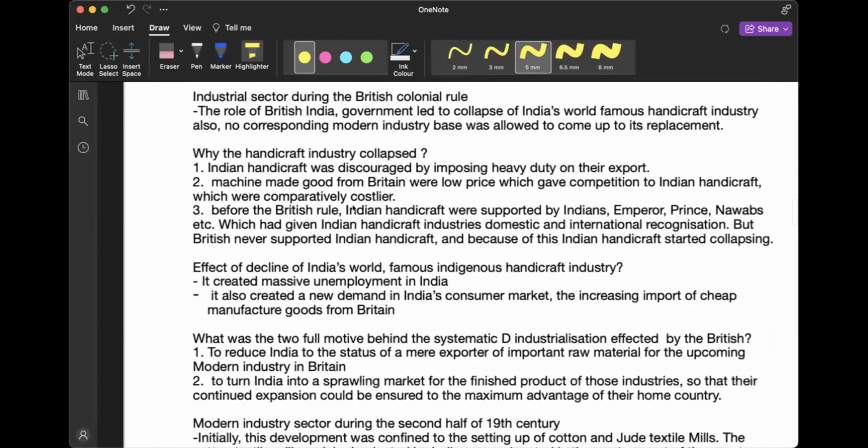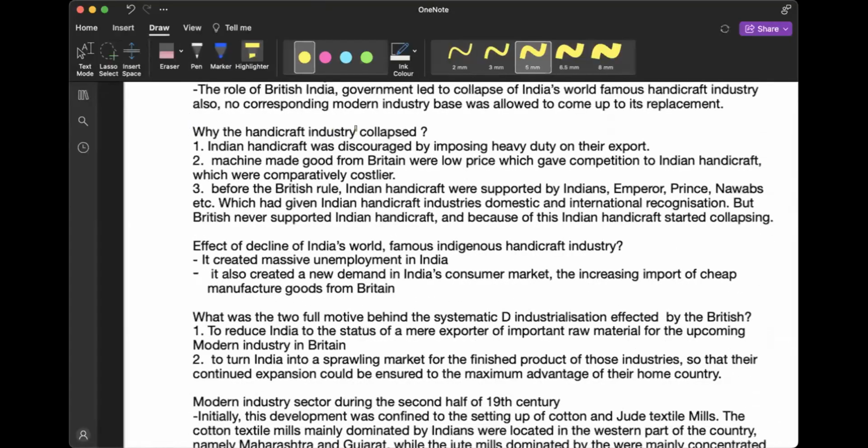Now, one more thing is why the handicraft industry collapsed. This is a very, very important question. I told you that India was very good in handicraft, but why did it collapse? Indian handicraft was discouraged by imposing heavy duty on exports. Now, if you are selling it to somebody, you have to pay tax. For example, if the product is for 100 rupees, you have to pay 50 rupees tax. So of course, nobody will be doing it.